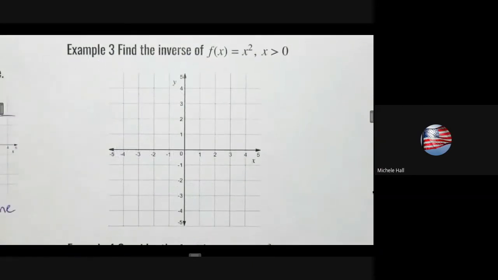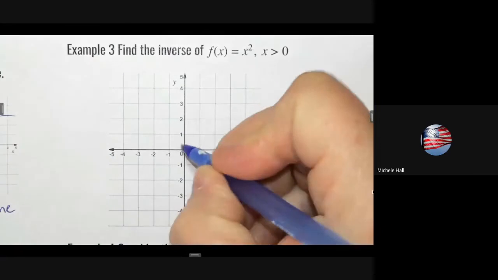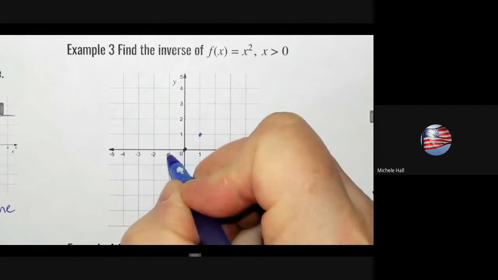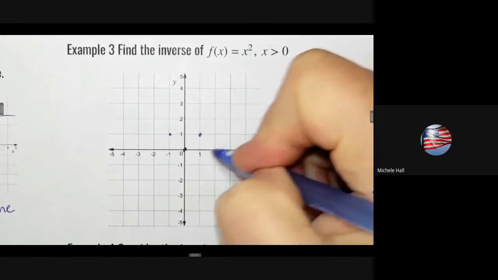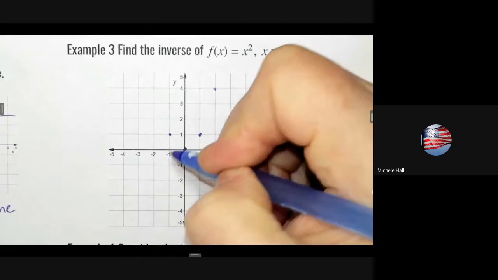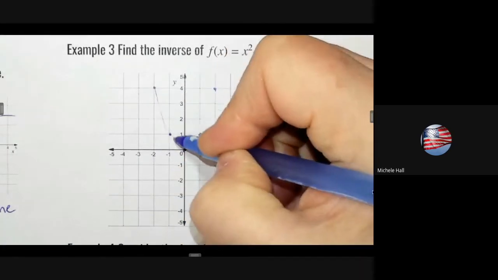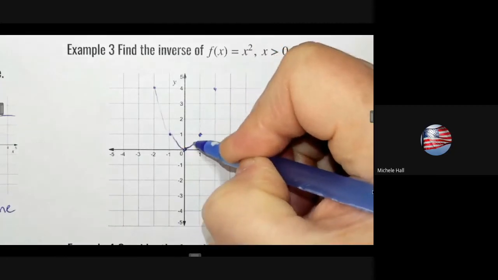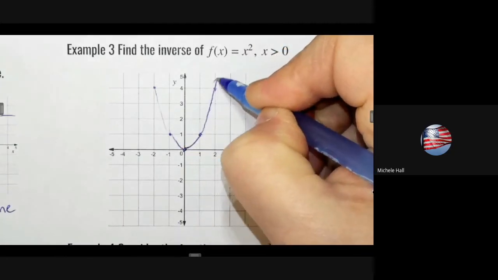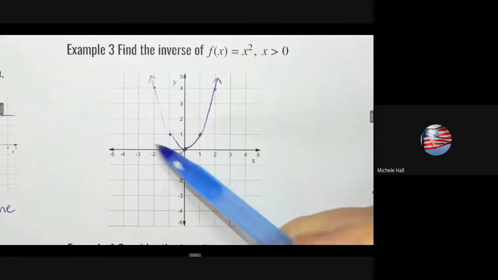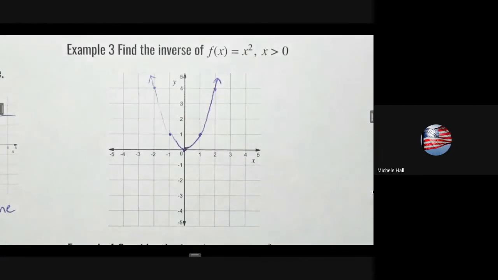Example 3 says, find the inverse of f of x equals x squared for when x is greater than 0. Let's plot x squared. When x is 0, y is 0. When x is 1, y is 1. When x is -1, y is still 1. When x is 2, we get 4. The same for -2. And so here, this function x squared would not pass the horizontal line test.